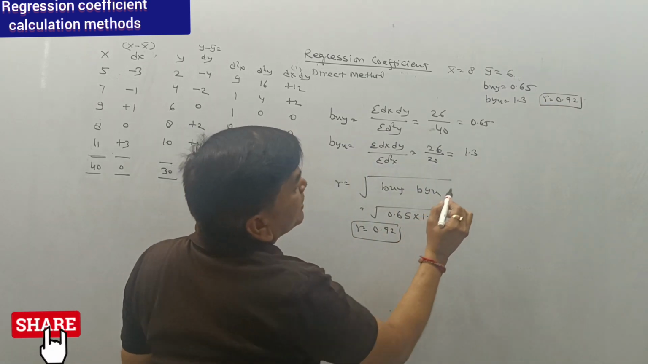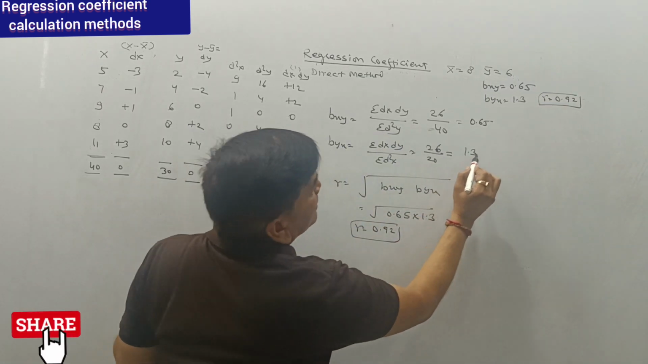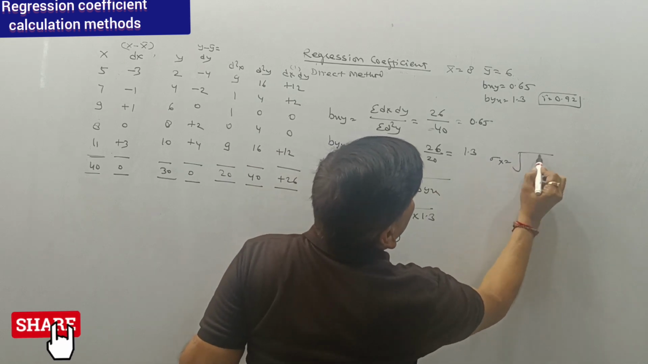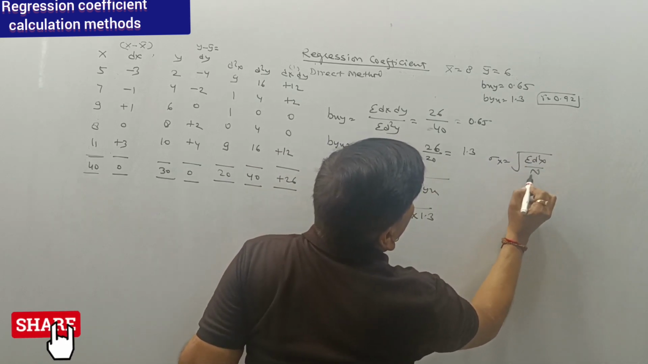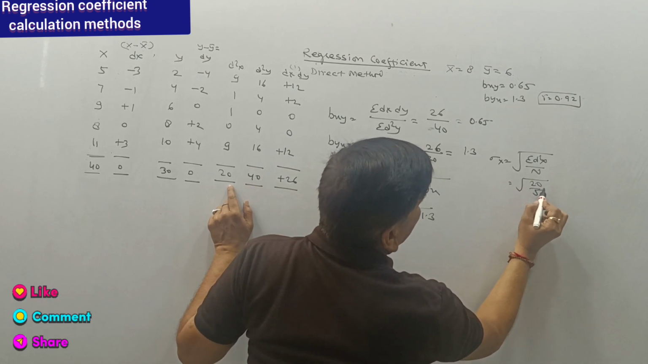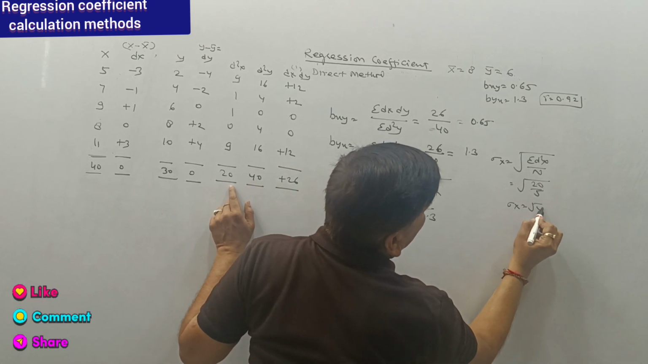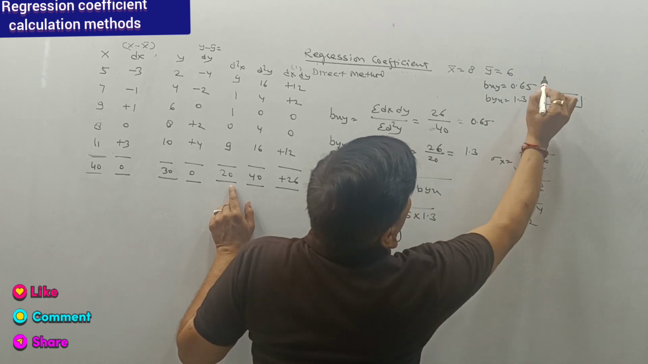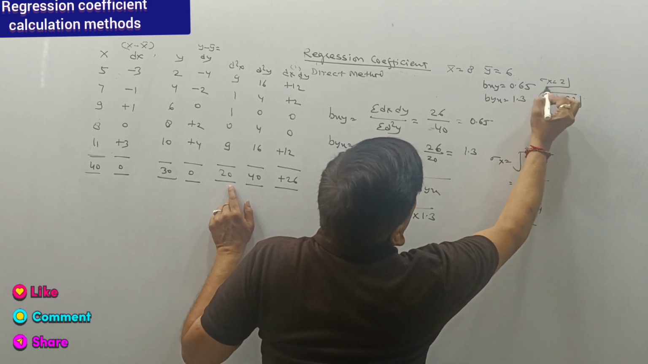If we are to calculate the standard deviation of x, then the standard deviation of x is equal to the square root of sigma dx square upon n, that is sigma dx square 20 upon 5. The standard deviation of x is under root 4, so the standard deviation of x will be 2. The standard deviation of x is also calculated, that is 2.